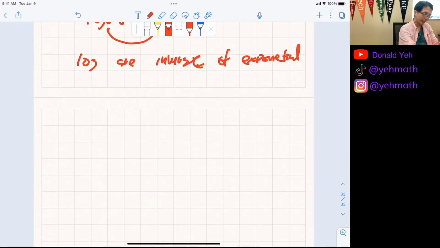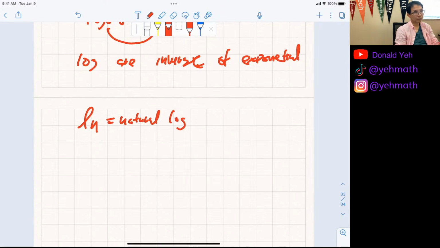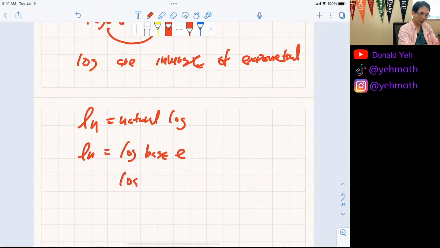Now let's talk about e. Sorry, before, what is this? ln, what is that? Natural log. So what's the difference between natural log and log? Yes, log base e, thank you. Natural log is equal to log base e. So it will look like log, or log without, how do you pronounce that? Whatever. So it's gonna be log base e.